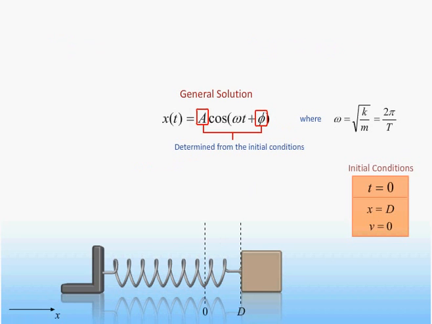These parameters were determined by the specification of the initial conditions, namely that the mass was released from rest from an initial displacement. We chose those initial conditions in order to simplify the determination of the amplitude and the phase. We will now do another example with different initial conditions to illustrate the general procedure for determining these quantities.